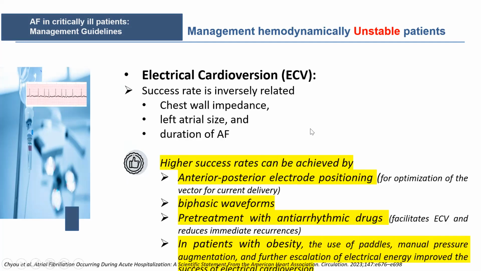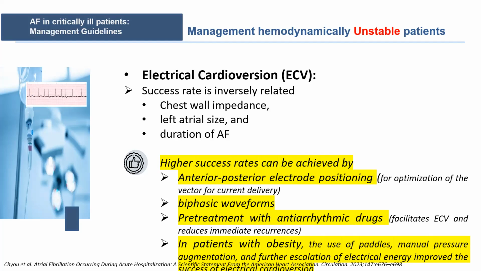The success rate for giving an electrical shock to this AF patient depends on many factors, including how long the AF has been present, the left atrial size, whether it is dilated or not, and the chest wall impedance. Some tips that could help to achieve a successful outcome from this electrical cardioversion include the placement of the electrodes that you are going to use to give the electrical shock. The anteroposterior position is preferred over the anterolateral position.